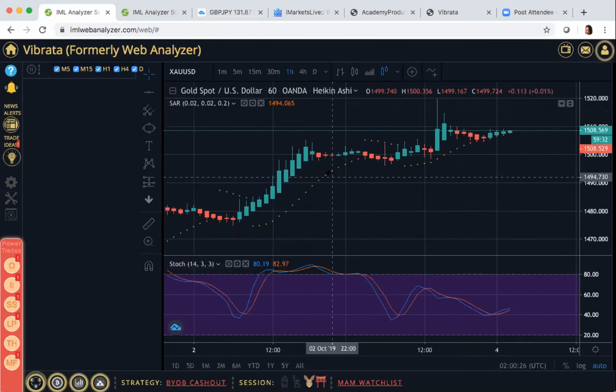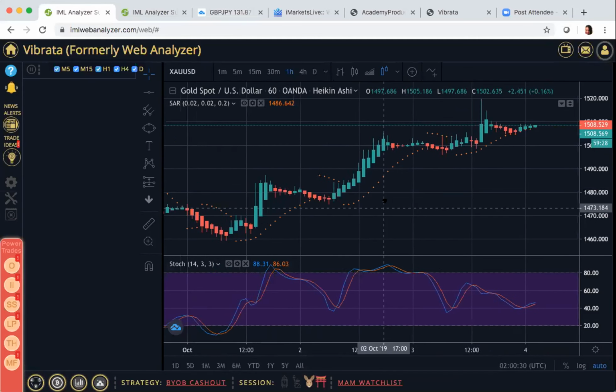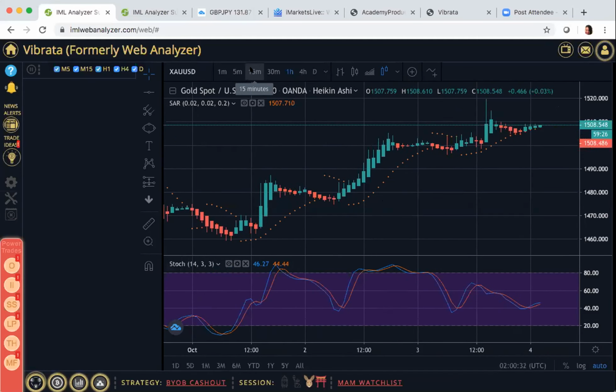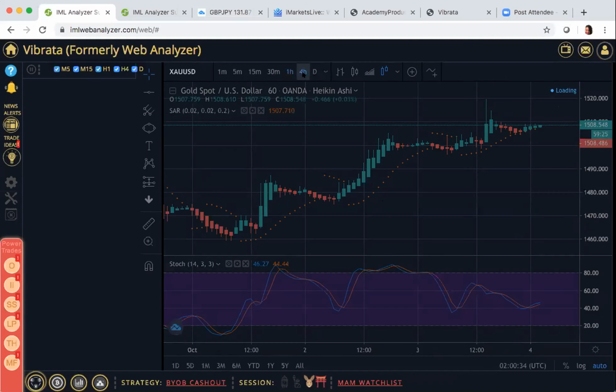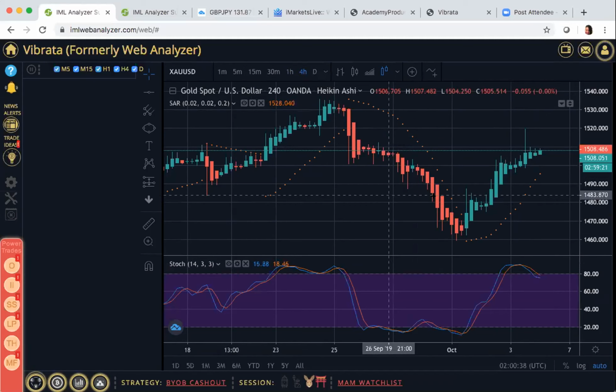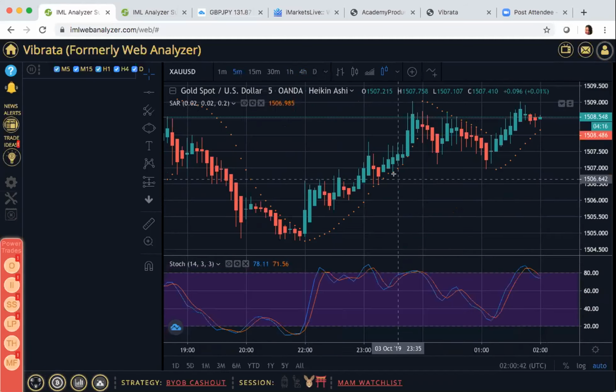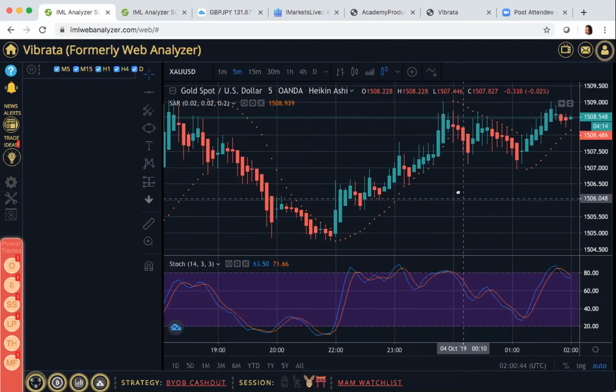This is gold. Gold has overall been in a nice uptrend, but it moves so fast. It moves really fast. You see it's on a 4-hour chart, in a nice uptrend, but it's a lot of movement. So I dropped down to the 5-minute chart.